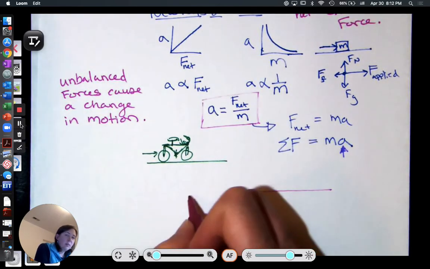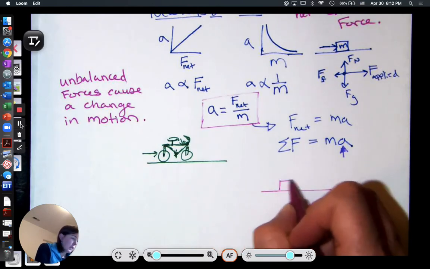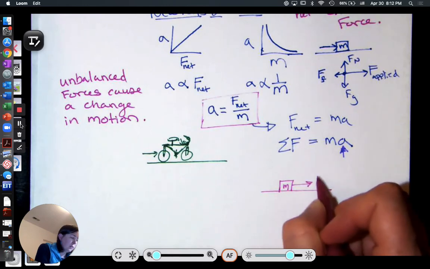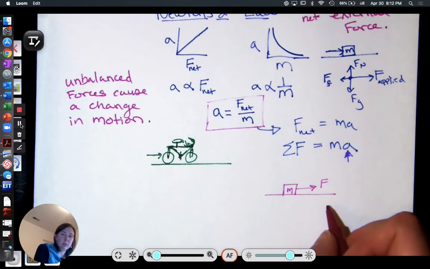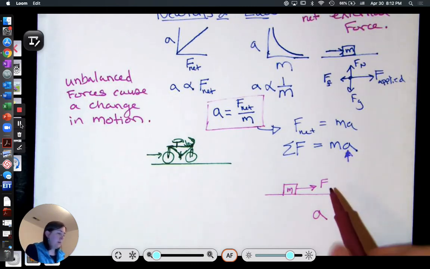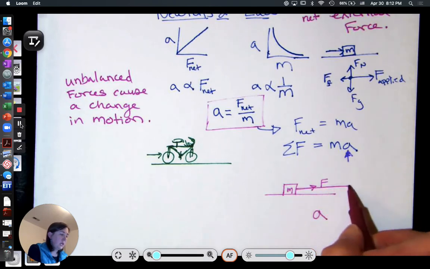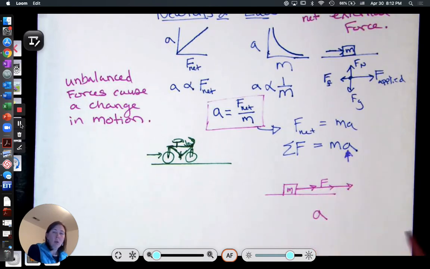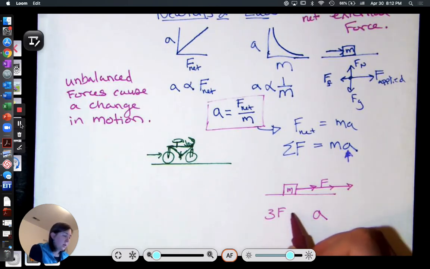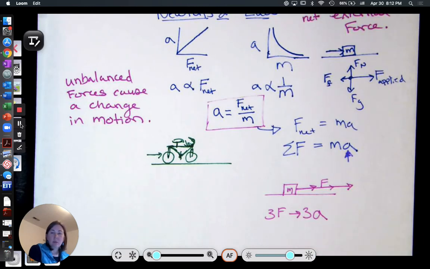So if I have a box and it has a mass of m, and I give it some push with some force F, it will have an acceleration of a. Now, what happens if I push it with 3 times the force, right? If I made this force 3 times bigger, well, the acceleration would also increase by 3. So if the force is 3 times bigger, then the acceleration will be 3 times bigger.